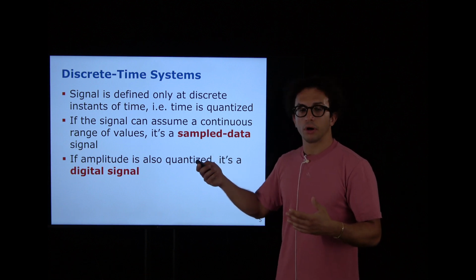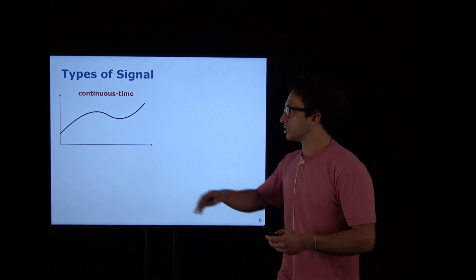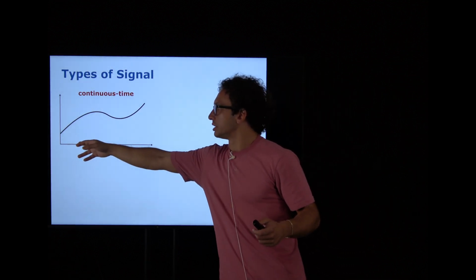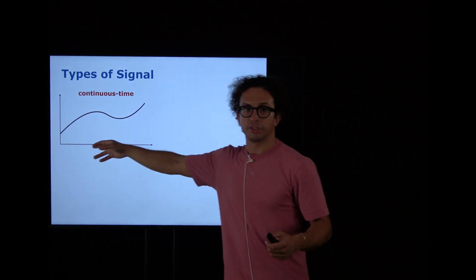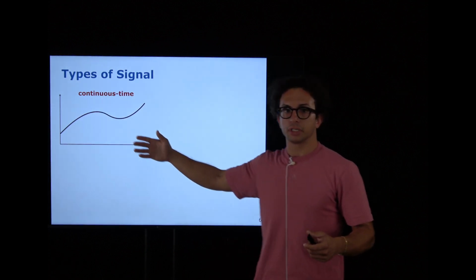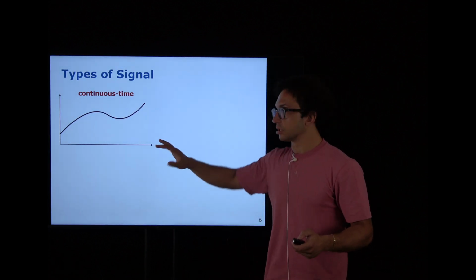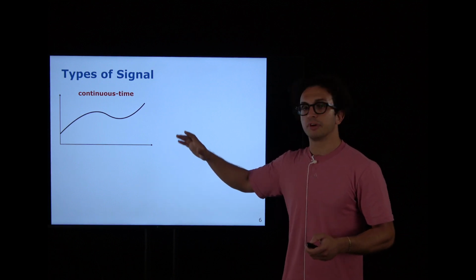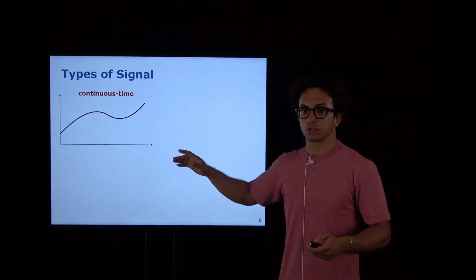We will have now a visual breakdown of this. So this is the classical continuous time signal. It's continuous in time and it's continuous in values. So both things are continuous, and this is basically what we've seen so far. This is basically everything that the first four lectures concerned.